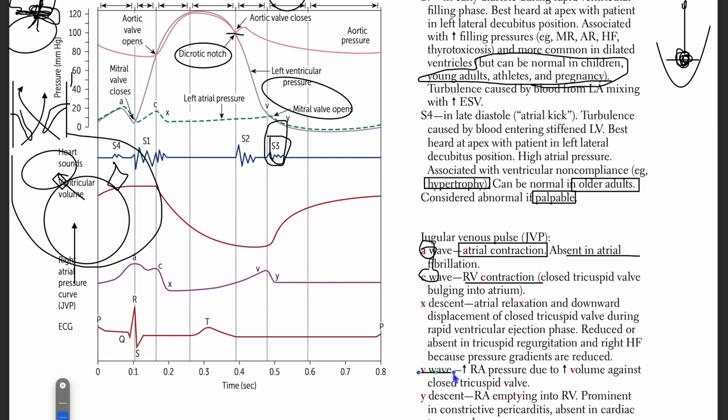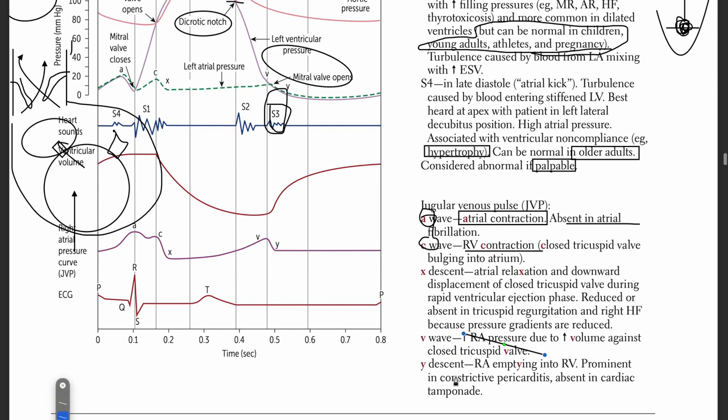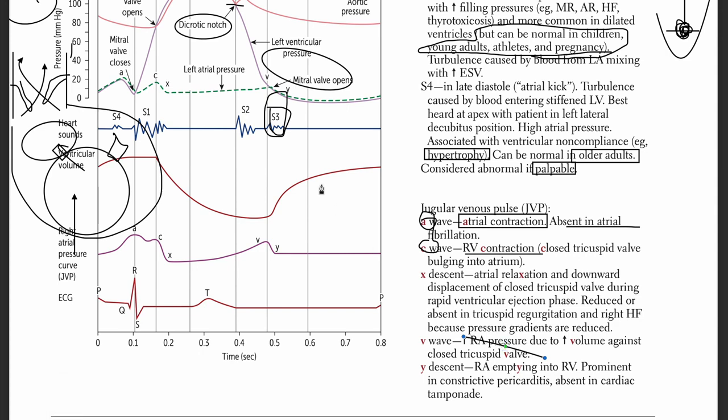Then we have V wave, that's increase in right atrium pressure due to increase in volume against closed tricuspid valve. So that's V wave, that's over here after the mitral valve, right before it's closed. So right atrial pressure due to increase in volume against closed valve. Okay, so that is what it says it is anyways. Y descent is right over there. Right atrium emptying into the right ventricle, prominent in constrictive pericarditis, absent in cardiac tamponade. Okay.